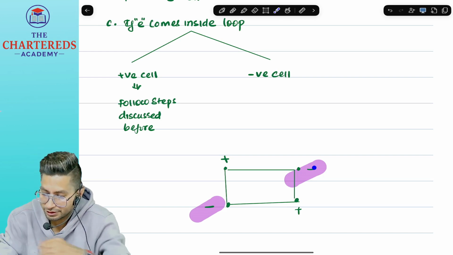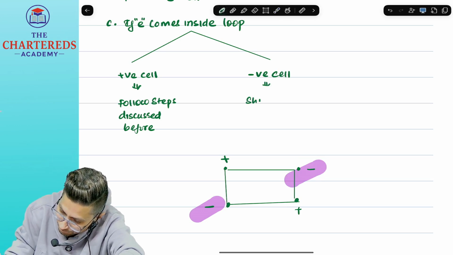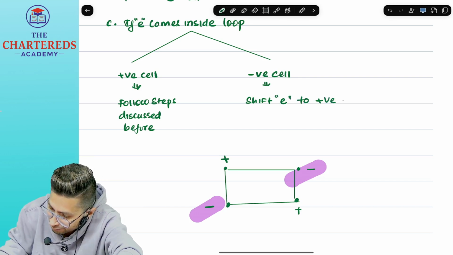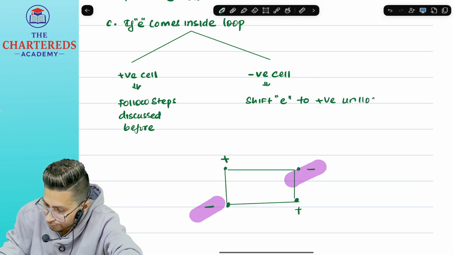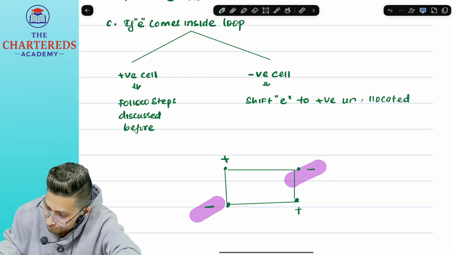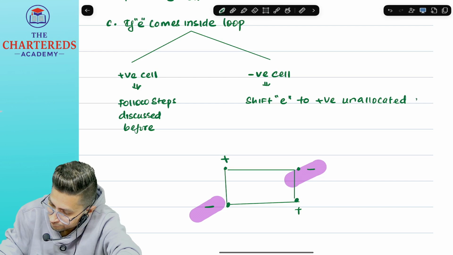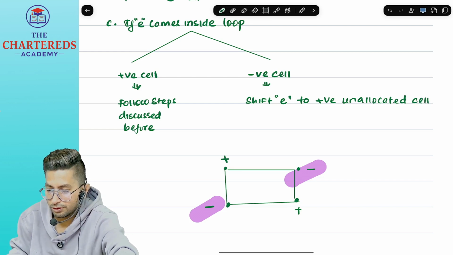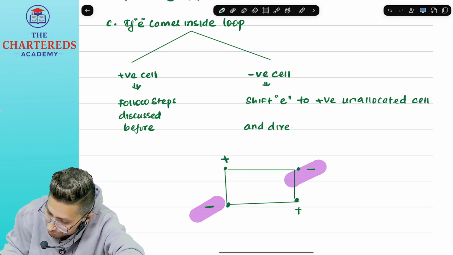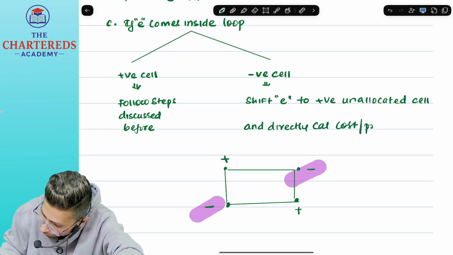If epsilon comes in these negative cells, then what do we do? Shift epsilon to a positive unallocated cell. Clear? Shift epsilon to a positive unallocated cell and directly calculate cost or profit. No tension.